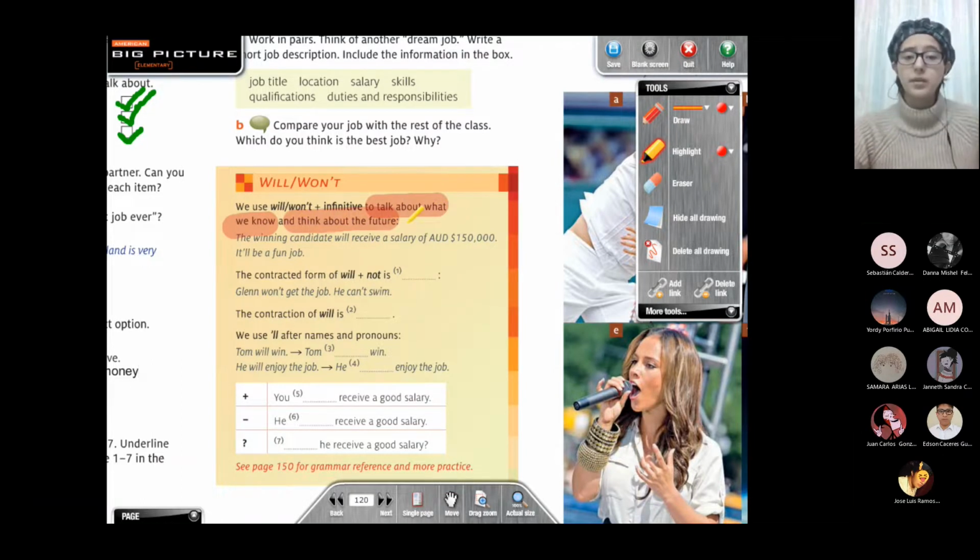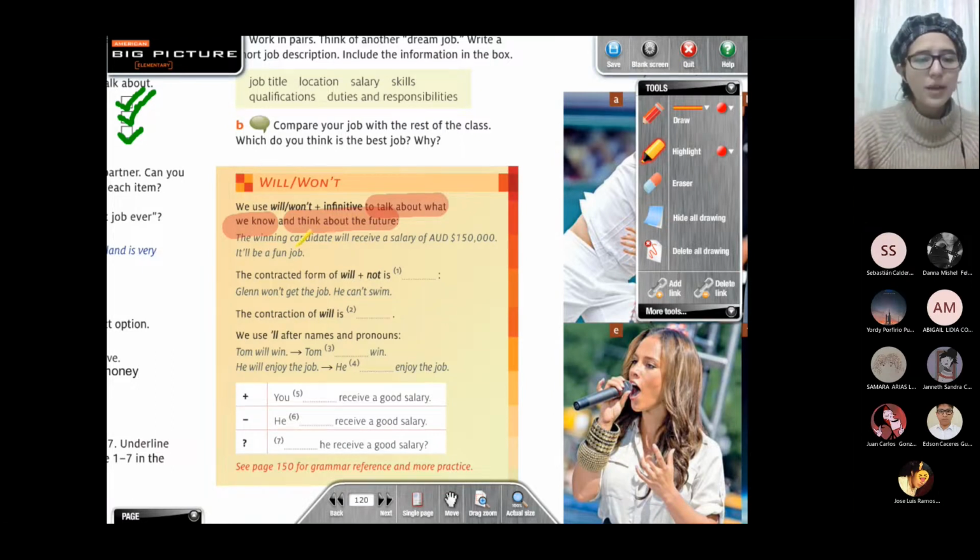Sí, es completamente distinto al be going to, right? Tomorrow I'm going to do this. You're going to use be going to because you're sure. You're 100% sure you have a plan. But will, won't, you're not very sure. It's what you think about the future. Sí, vamos a usar will, won't para saber qué es lo que pensamos del futuro.